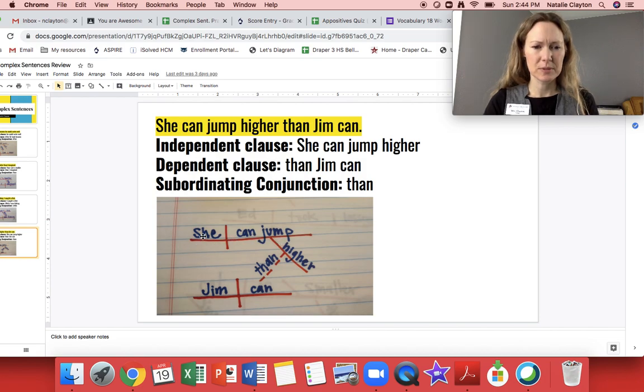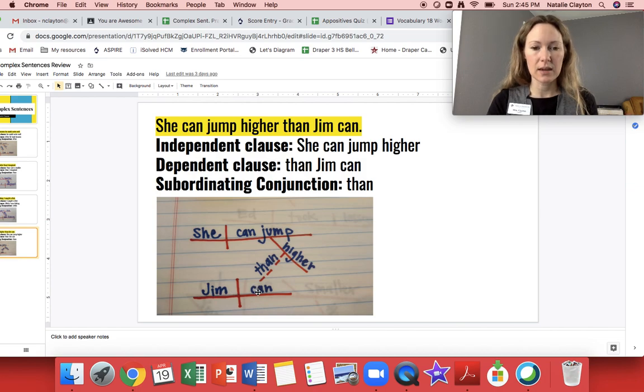She can jump. This is supposed to be capital. I hope it looks like it is. It looks like it might be a little lowercase. So she can jump. Here's our verb phrase. And how can she jump? Higher. Okay, cool. We've got that. And then we have than Jim can. So the subject of than Jim can is Jim. And then the verb is can.